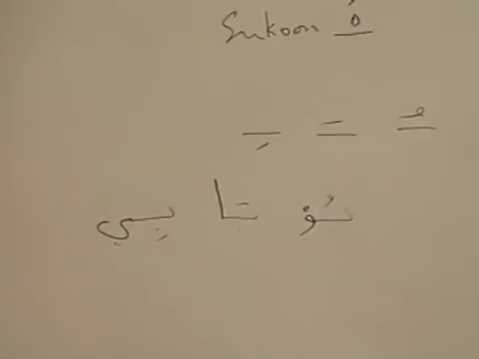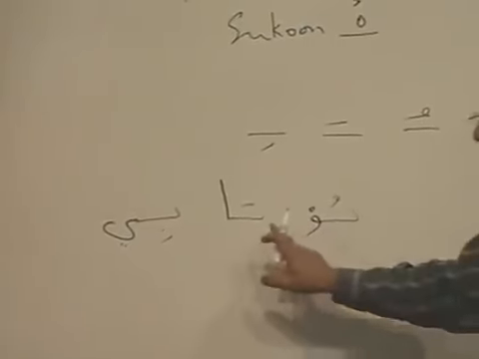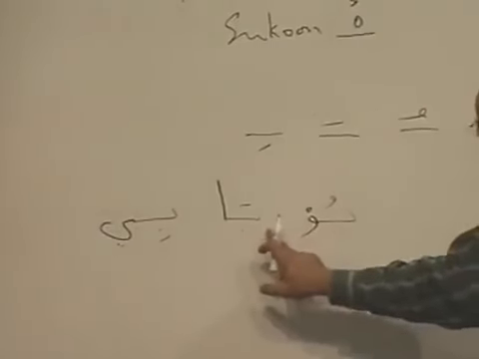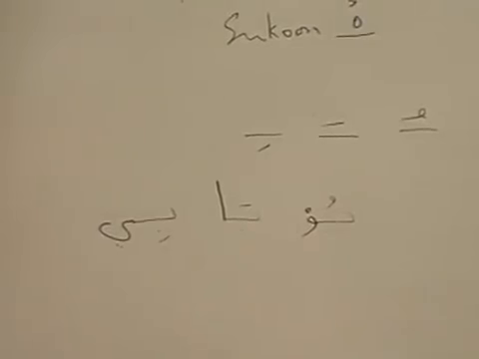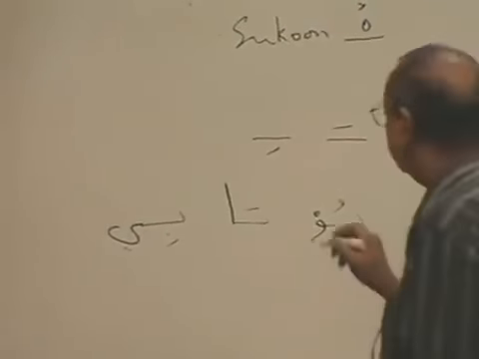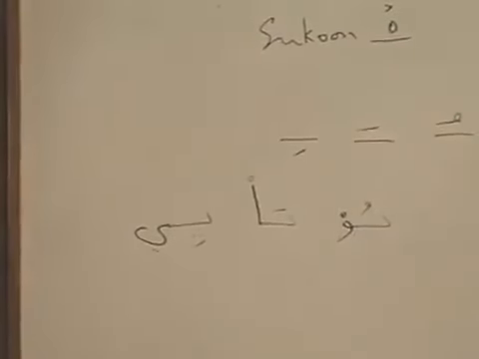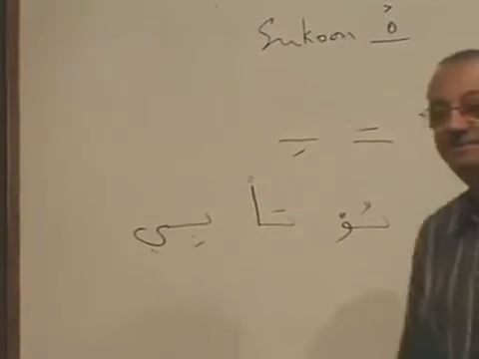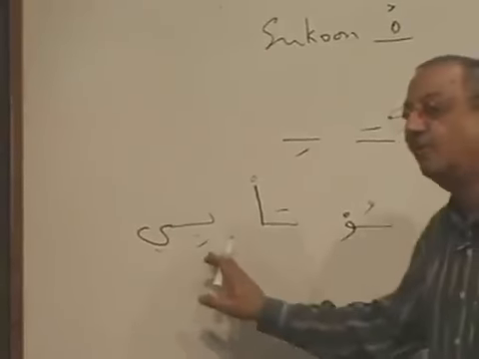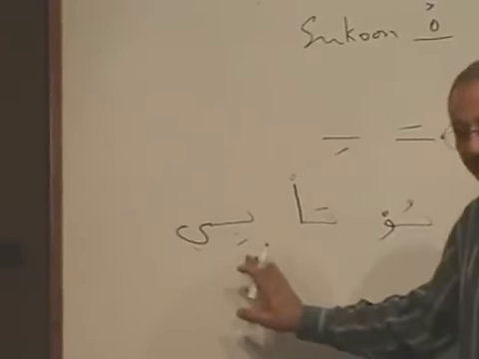If I say ba, where is the vowel sign? On the ba. What is on alif? There is a sukoon. We don't write it, but there is a sukoon. And what about B? Where is the vowel sign? On the B. What is on the ya? A sukoon, because there is no vowel sign.